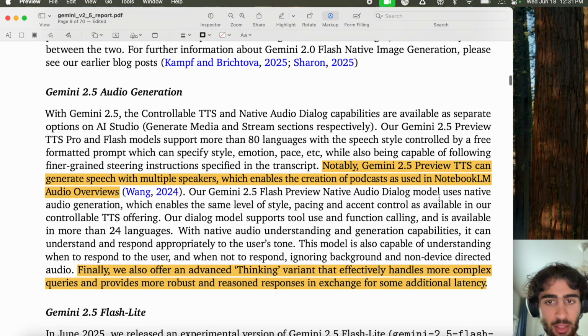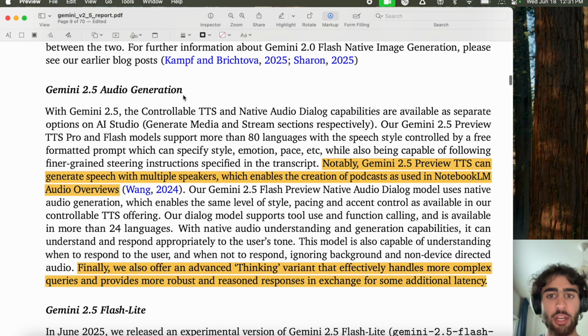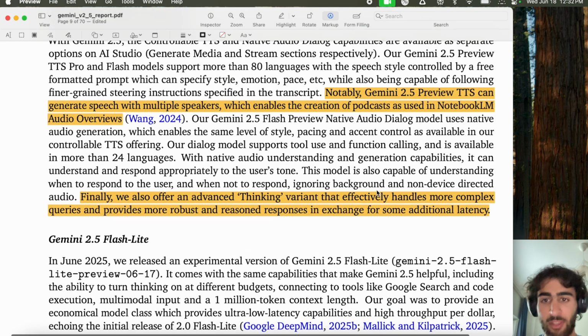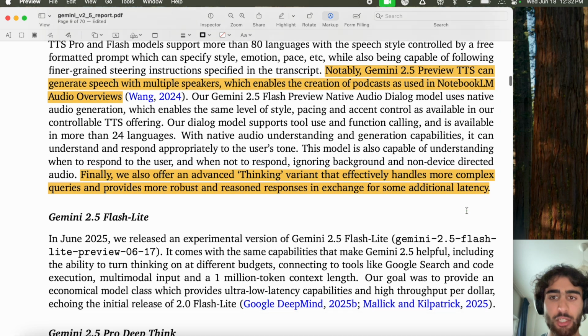It's pretty impressive. And then when it comes to Gemini 2.5 audio generation, the text-to-speech can generate speech with multiple speakers, which enables the creation of podcasts as used in NotebookLM audio overviews, which I know everybody has heard of because nowadays, all of the AI slop is just NotebookLM podcasts. And finally, they also offer an advanced thinking variant for their text-to-speech model that effectively handles more complex queries and provides more robust and reasoned responses in exchange for some additional latency.